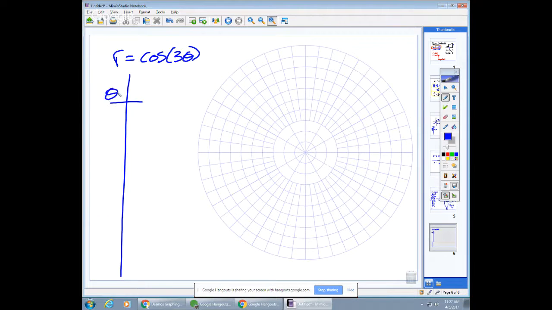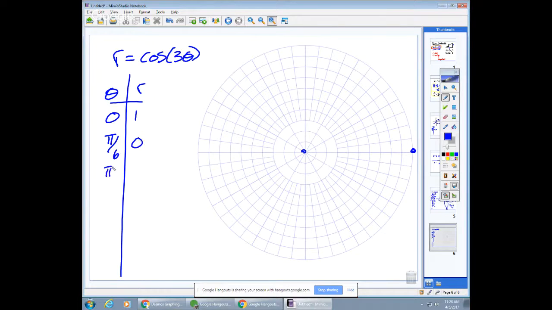So theta and r, if we start with 0, cosine of 0 is 1, so we get that same starting point out there. Next common one is pi over 6. 3 times pi over 6 is pi over 2. Cosine of pi over 2 is 0. Uh-oh, we better do something in between there.